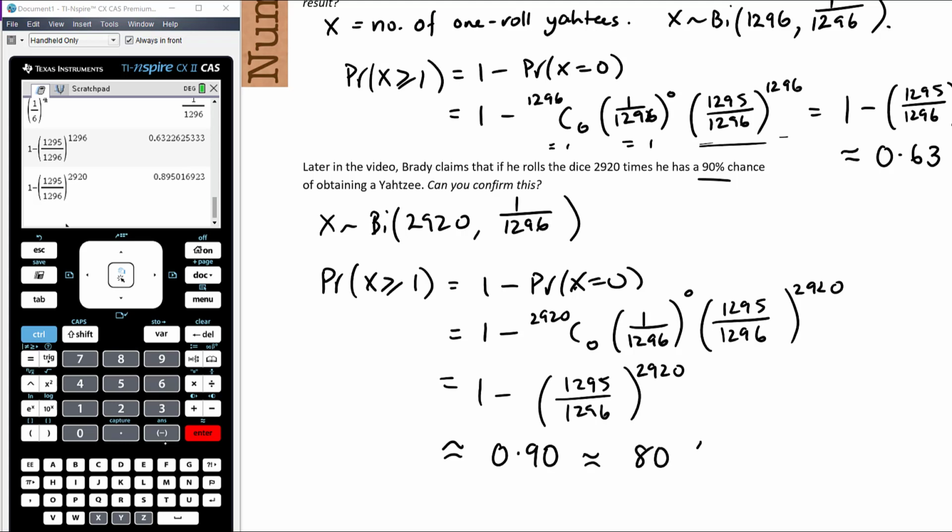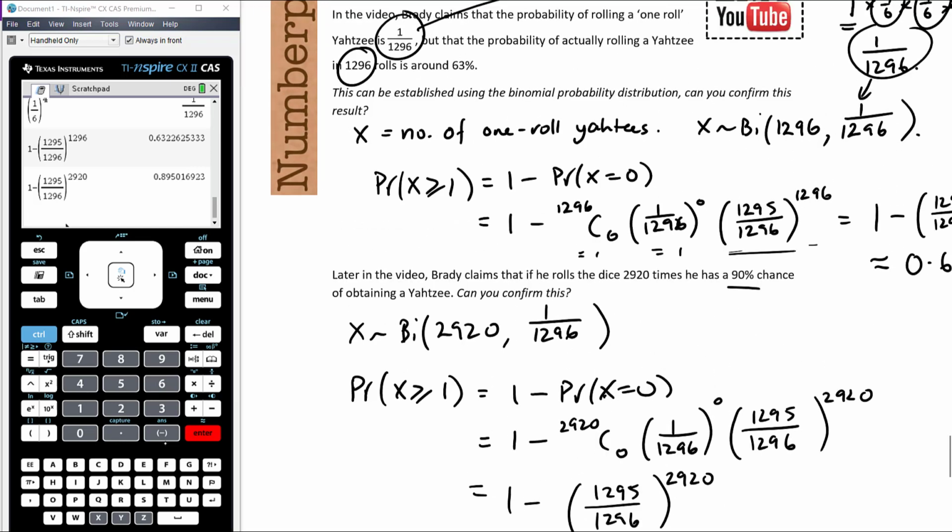And so there's about a 90% chance that if you were to roll the dice 2,920 times, you should get a Yahtzee. Obviously there's still a 10% chance that you don't, and you would need to roll the dice further. Okay, so that's the binomial distribution.